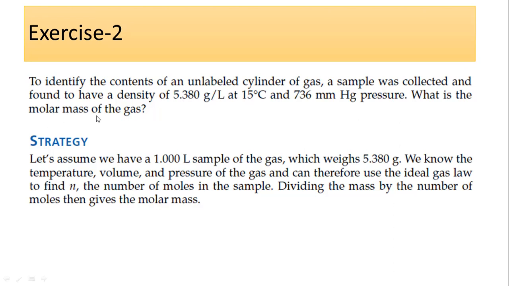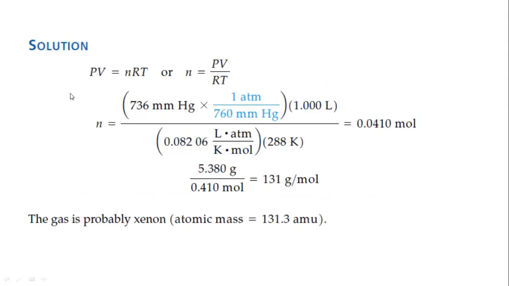Molar mass is grams per mole, and the weight is given. First you have to calculate the number of moles, and then we divide the mass by the number of moles to give the value of the molar mass. So this is the strategy. Again, by using the same equation, PV is equal to nRT, first you are going to calculate the number of moles. n will be equal to PV divided by RT.